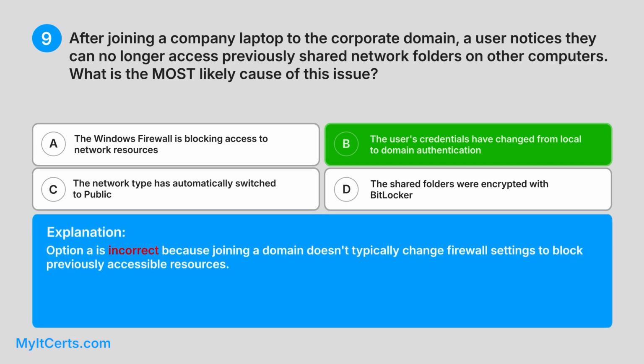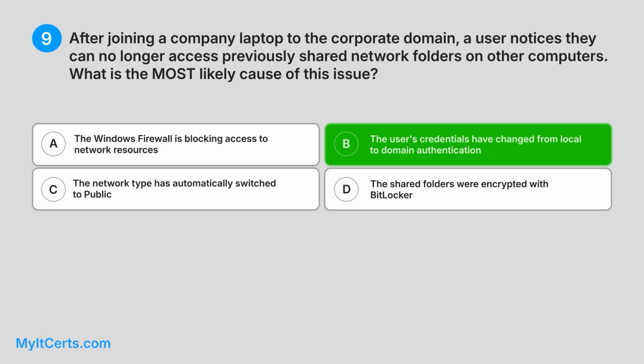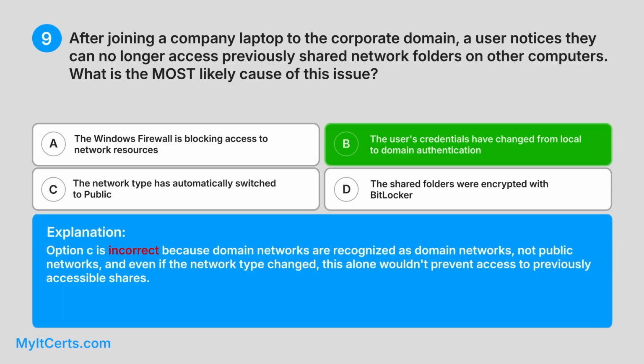Option A, the Windows firewall is blocking access to network resources, is incorrect because joining a domain doesn't typically change firewall settings to block previously accessible resources. Option C, the network type has automatically switched to public, is incorrect because domain networks are recognized as domain networks, not public networks. And even if the network type changed, this alone wouldn't prevent access to previously accessible shares.